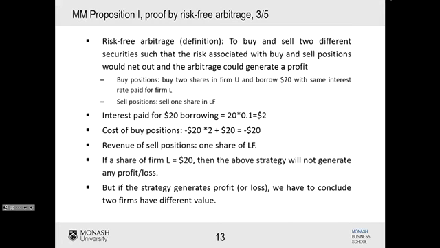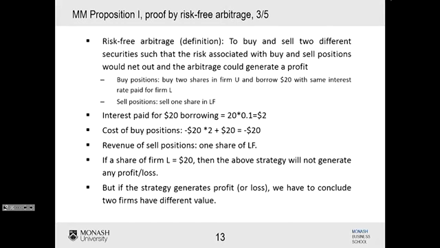Before we can execute this risk-free arbitrage, we have to understand how it is defined. First of all, this is a pair strategy. It buys and sells two different securities, such that the risk associated with the buy and sell positions nets out. So the risk of the net position could eventually be netted out, and therefore the arbitrage could generate a profit, a loss, or zero.